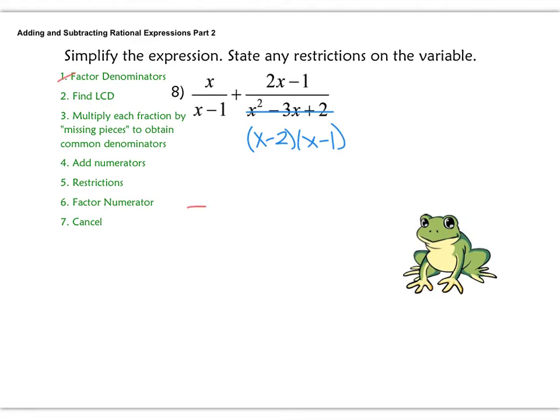Step 2, my LCD. Again, keep thinking of these as two separate fractions, so two separate pieces. I need an x minus 1. I need an x minus 2.